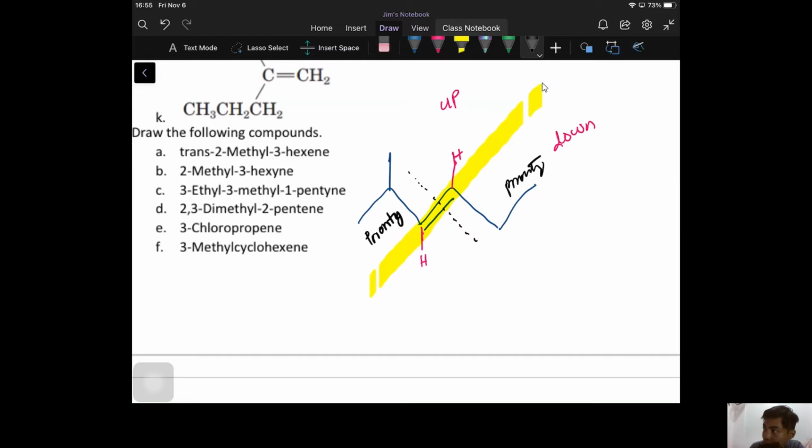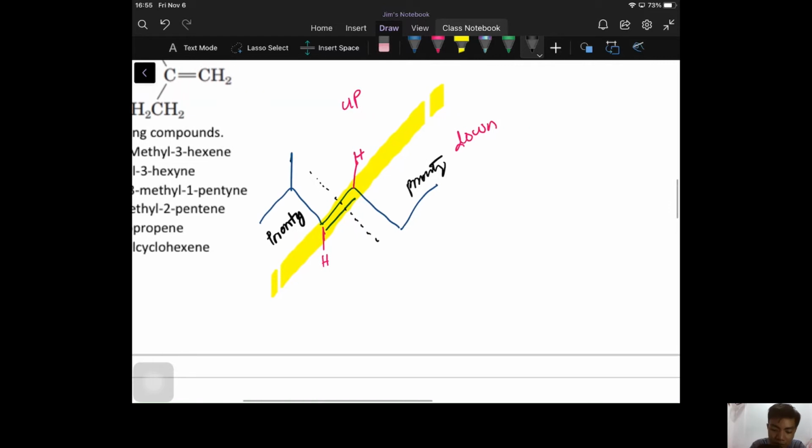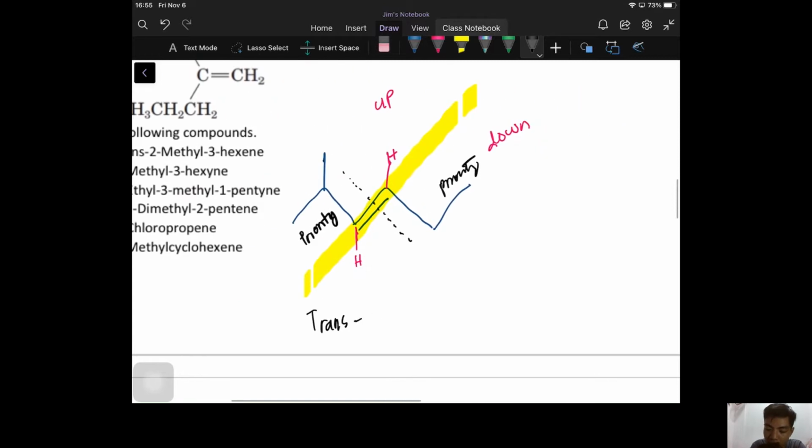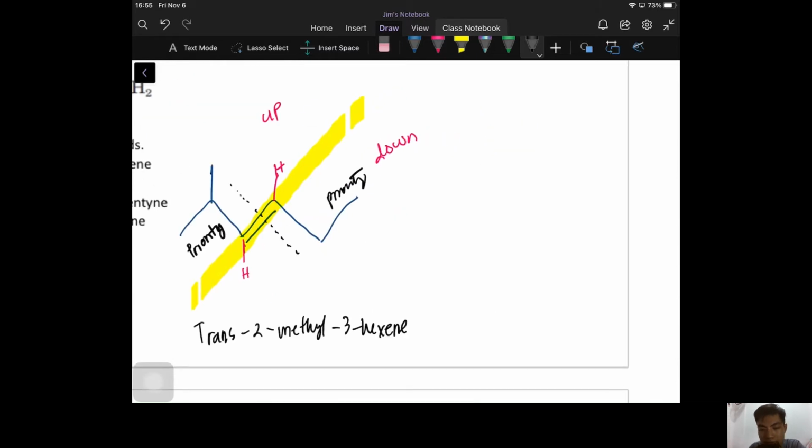So ito yung double bond, ito yung ating basis. Ito yung ating base. Yung isa nasa taas yung priority, yung isa nasa baba yung priority. So this is already a trans 2-methyl 3-hexene. Okay? So siya yung trans 2-methyl 3-hexene. Ano po itsura niyan kapag cis yan?